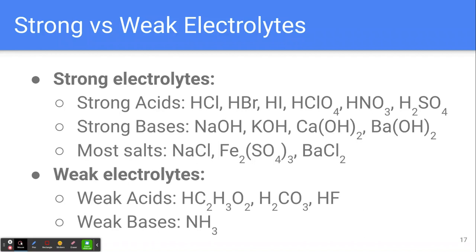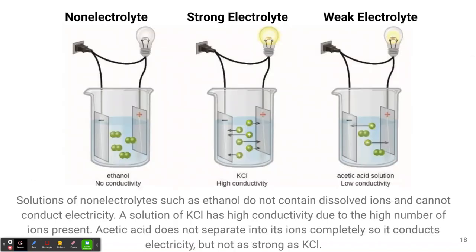Your weak electrolytes are our weak acids and our weak bases. That first weak acid is called acetic acid. That next one is called carbonic acid, and that last one is hydrofluoric acid. Those are the three common weak acids. And then the weak base that you need to know is ammonia. NH3 is called ammonia. So what does non-electrolyte, strong electrolyte, and weak electrolyte actually mean?